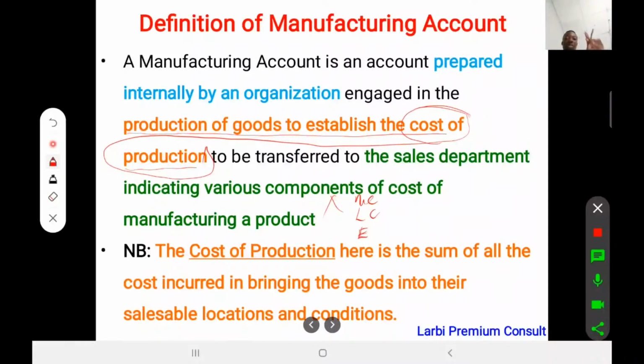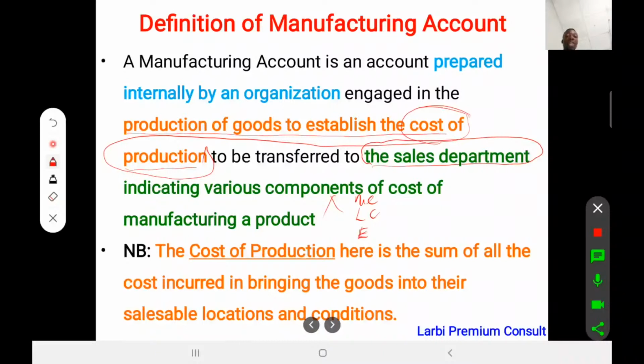So that is a manufacturing account. It's an account prepared internally by an organization engaged in the production of goods to establish the cost of production, to transfer to the sales department. We mean to transfer to those that sell the product outside. But at the end of the day, when it comes to the preparation of accounts, they're going to give the information to the accountant so that you can prepare a trading profit and loss statement for the organization.